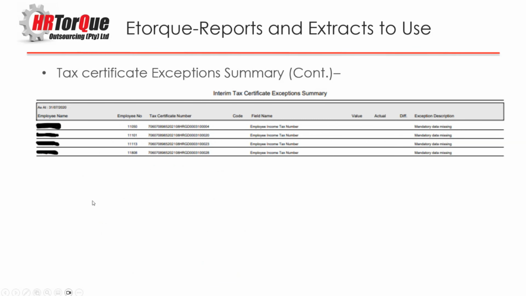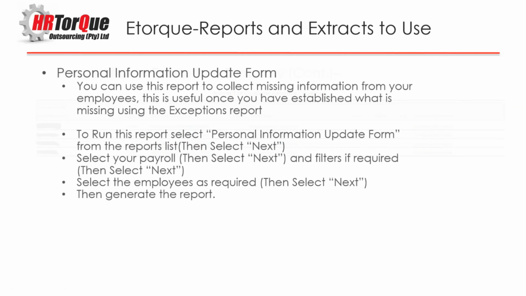And that's an example of what that report would look like when it comes out. To get information for your employees or to get information from your employees, you can use the personal information update form. It's quite a nice report. It is a bit long-winded, it's a bit lengthy, but basically gives you all of the information that you might need in a format that the person can do an update next to information that's not correct.